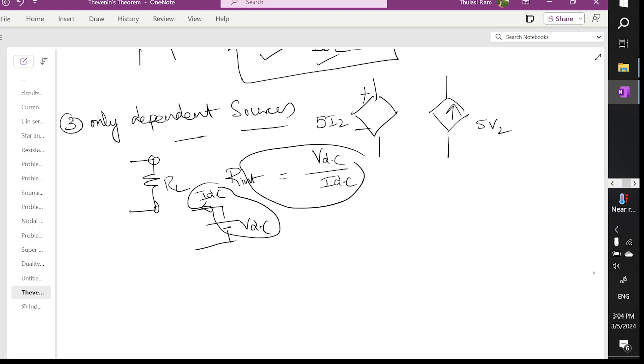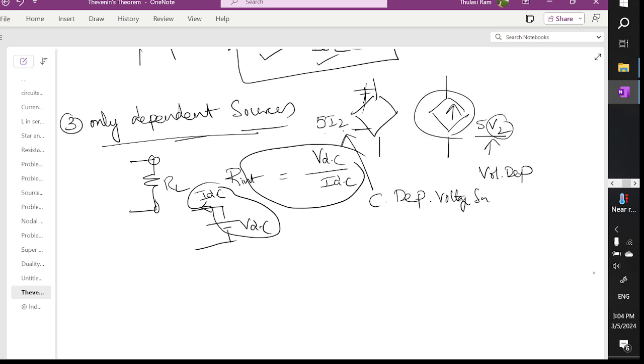Coming to the dependent sources, if you have only dependent ones, these sort of sources are called so. I can call this 5 into I2. This is called current dependent. What kind of source is this? Voltage source. Current dependent voltage source. And 5 into V2, where V2 is a voltage, is called voltage dependent. What kind of source is this? Current source. Like that, we may have four types of sources based on the problem.